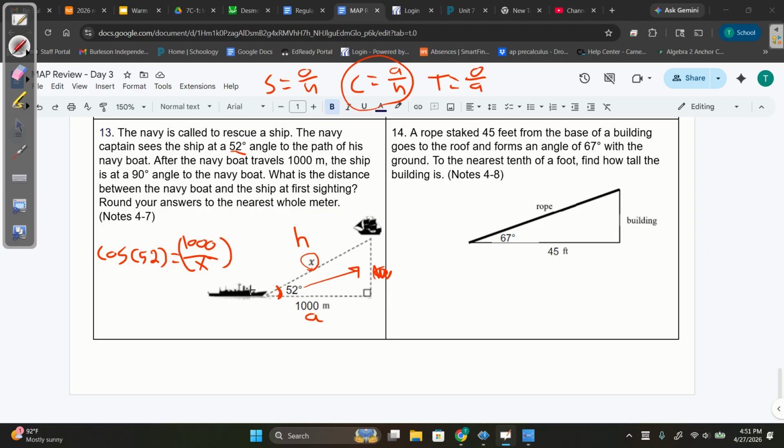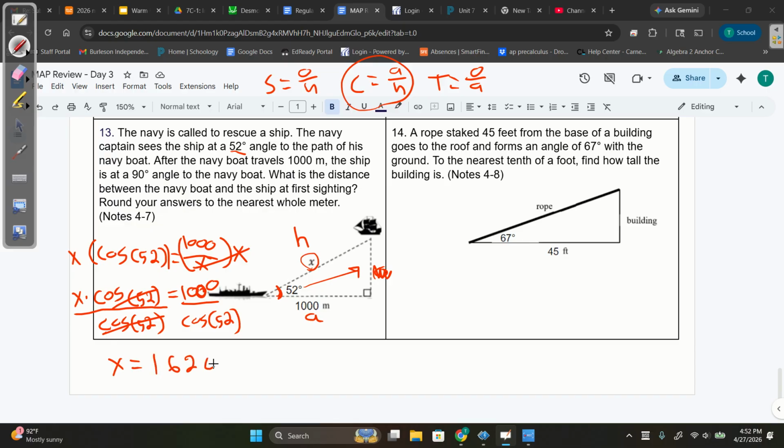To get rid of a fraction, I need to multiply both sides by whatever's on the bottom. Over here, the x just sits in front of the cosine. This should be 1,000. To get the x by itself, I need to divide by cosine 52. Again, making sure we're in degree mode, not radian mode. And I should get 1,624.27.